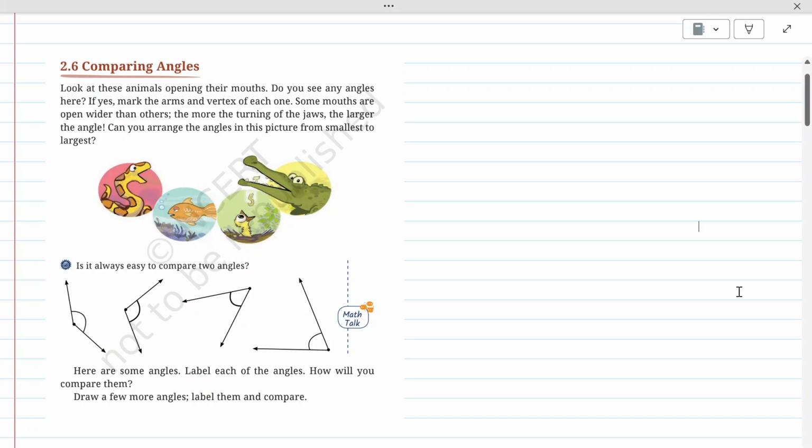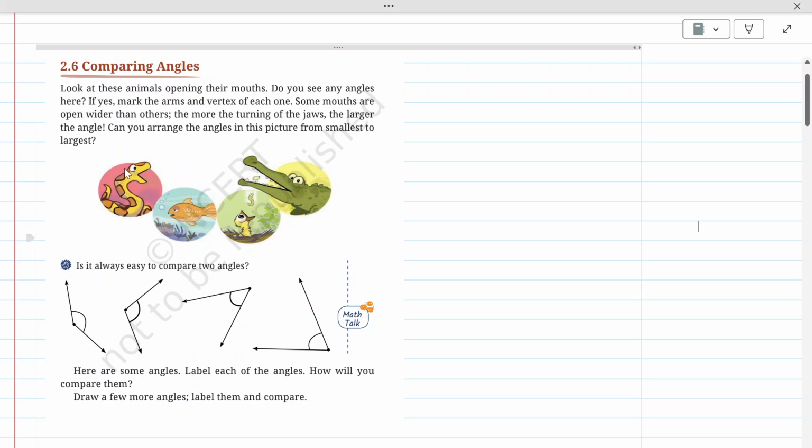Hello kids. So in today's class, we are going to learn how to compare angles. In the previous exercise, we have learned about lines and angles, right? So in today's class, we are going to see how we have to compare two or more angles. Okay, so let's begin. Comparing angles.